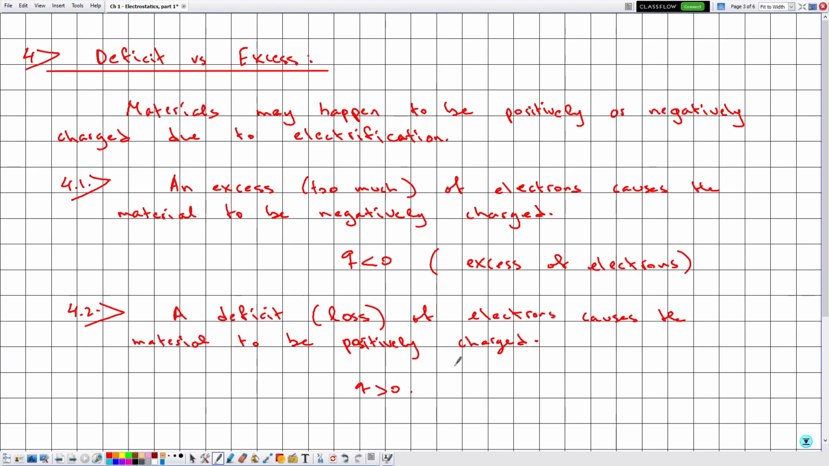What does this mean? That we have a loss of electrons. So with a loss of electrons, first of all, we have a material in which the number of protons is equal to the number of electrons. Now we have a deficit, which means a loss. So the number of electrons now is smaller than the number of protons, or in other words, the number of protons is greater than the number of electrons, which causes the material to be positively charged. Then Q is positive, and the reason is the deficit of electrons.